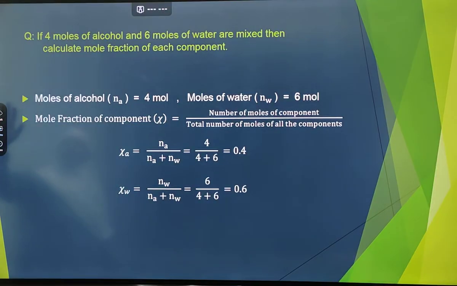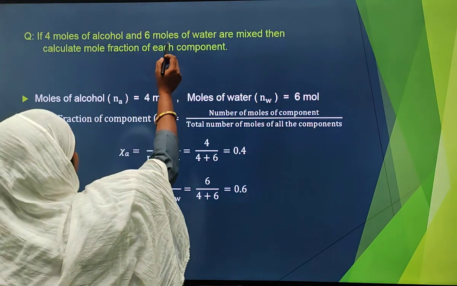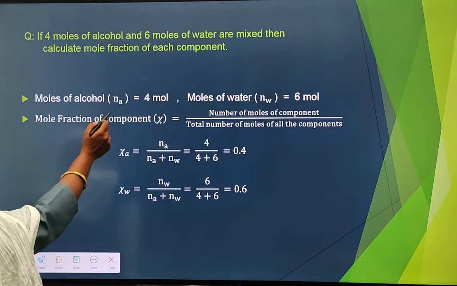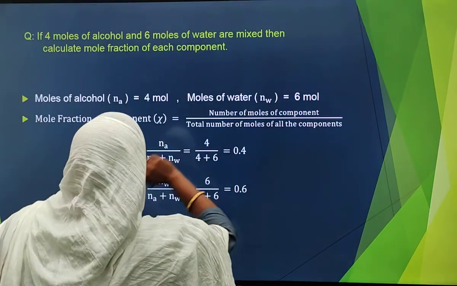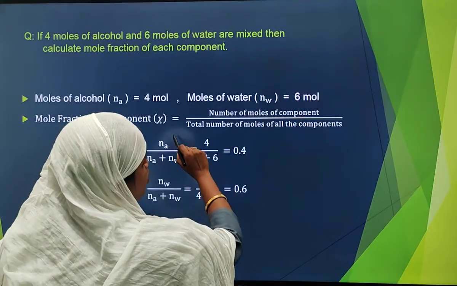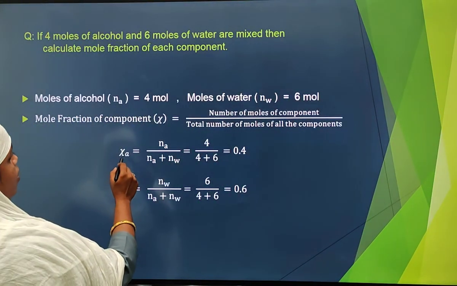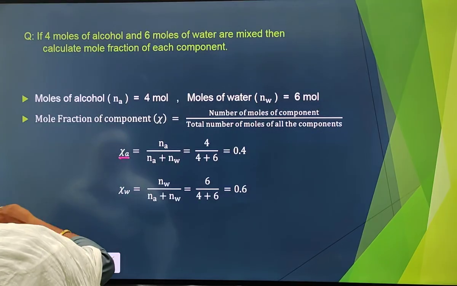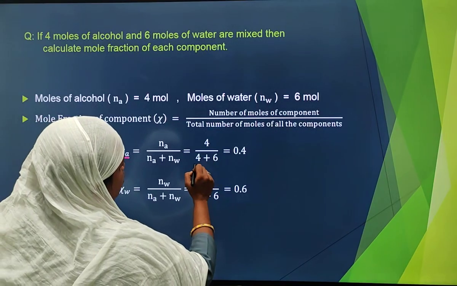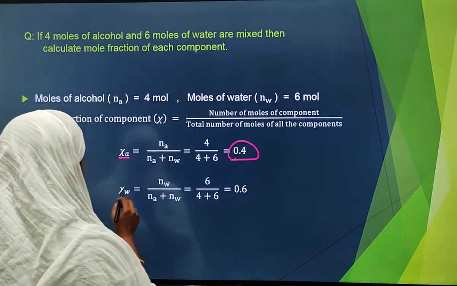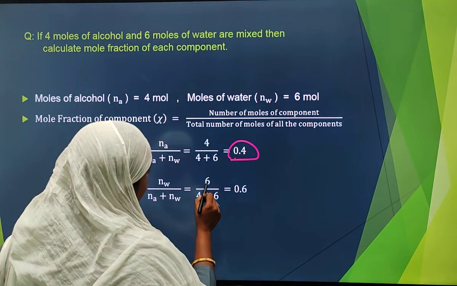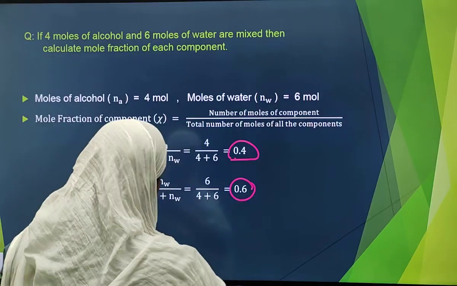Now we'll solve a question over here. 4 moles of alcohol and 6 moles of water are mixed. Calculate the mole fraction of each component. Moles of alcohol is 4 moles, and moles of water is 6 moles. What was the formula? Mole fraction is number of moles of the component upon total number of moles of all the components. So we'll assume alcohol as XA, that is Na upon Na plus Nw, that is 4 upon 4 plus 6, that will come up to 0.4, and mole fraction of water is Nw upon Na plus Nw, that is 6 upon 4 plus 6, that will get a value of 0.6.